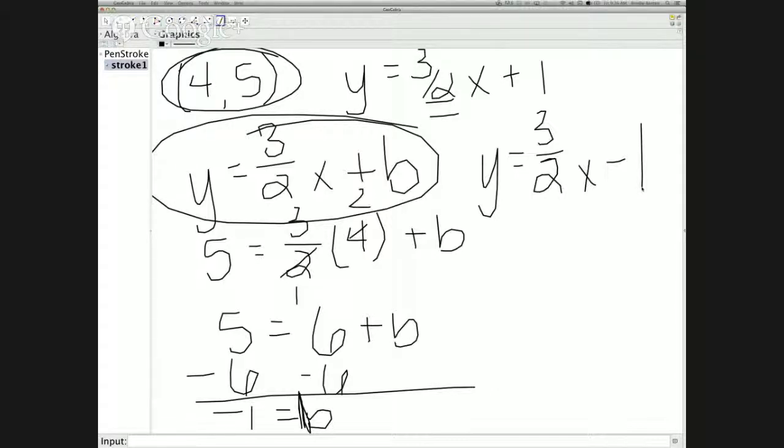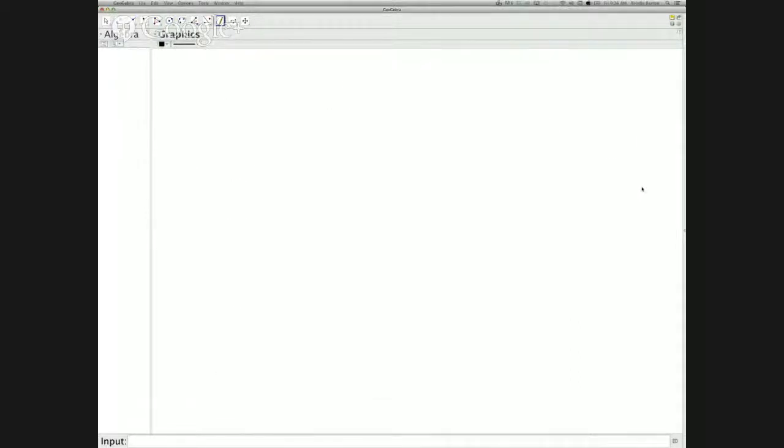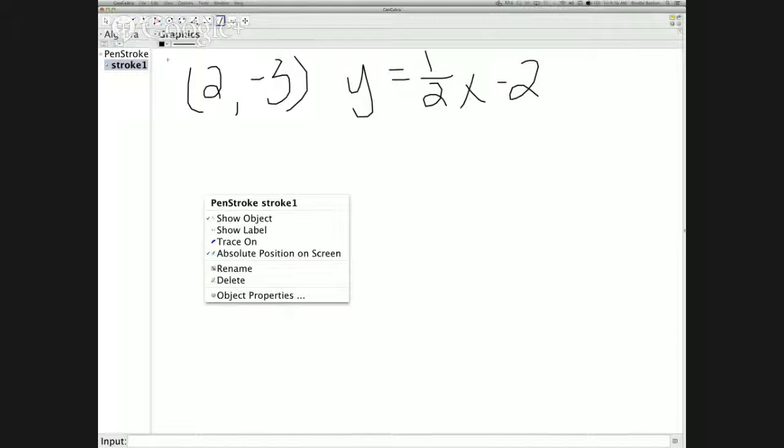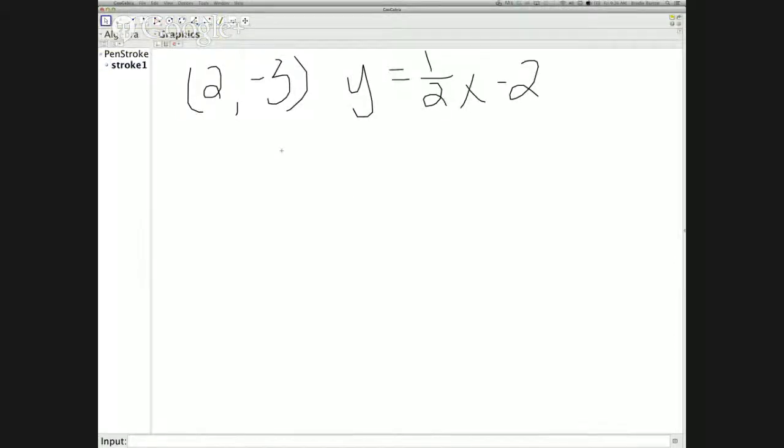Okay? 51 says we want to go through 2, -3, and we want to be parallel to y equals 1/2 x minus 2. Okay, so let me turn back on my graph.